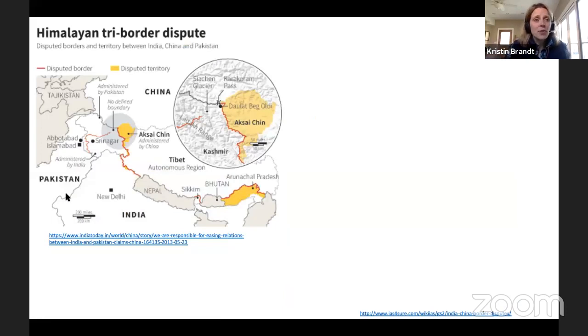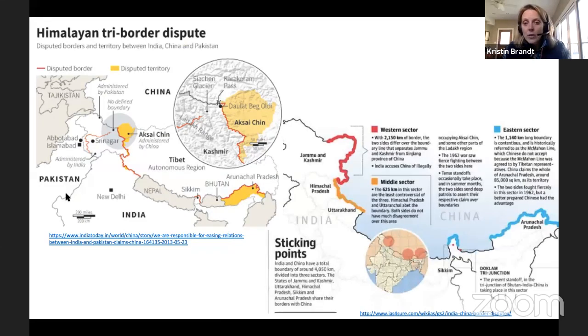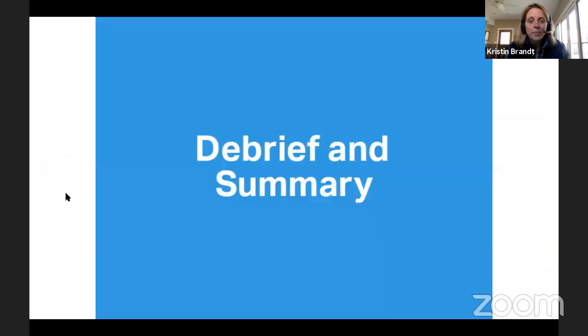We could dig further into the antecedent here and talk about that Himalayan tri-border dispute. Who owns this area? We have no defined boundaries in parts of this. You can keep digging into it, looking at the Western sector, what they believe it should look like, what the middle sector should look like, how it should be defined. It creates a lot of political negotiation and tension as well.